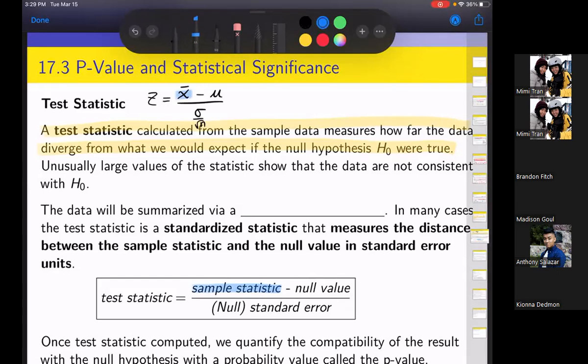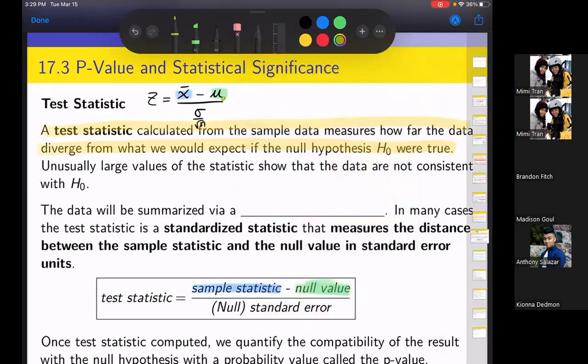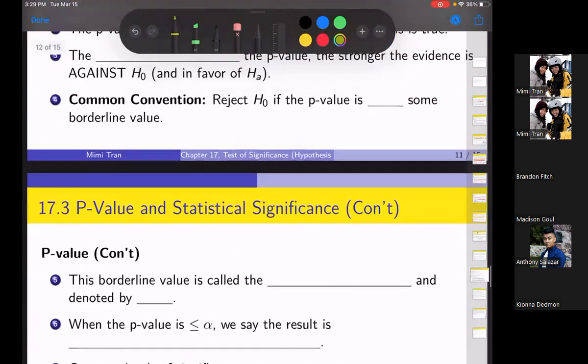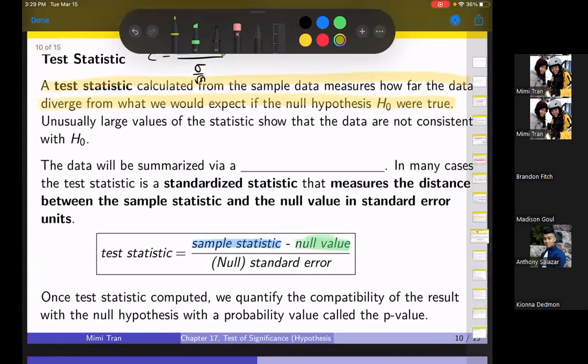The null value, I'm going to highlight in green. Later you're going to see it's going to be mu naught. You can see that, mu naught, which is down here, but don't worry. Right there, mu naught. That's your null value. And the standard error is just a fancy way of saying your sample standard deviation. I don't know why they make it so complicated.